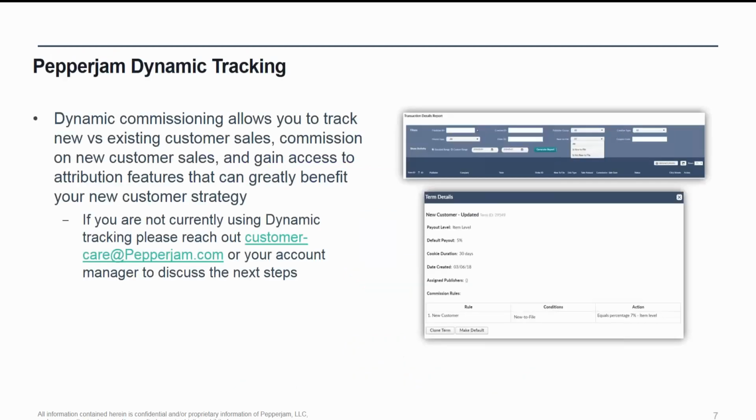An important thing to note as we're taking a look at getting into some of this new to file strategy info, Pepperjam dynamic tracking will allow you to track new versus existing customers. So it also gives you the ability to adjust your commissions based on that. So it's great to help incentivize publishers to drive some new customer sales. It also gives you the ability to use different attribution features, which can help with different tactics that you're using to help drive those sales as well.